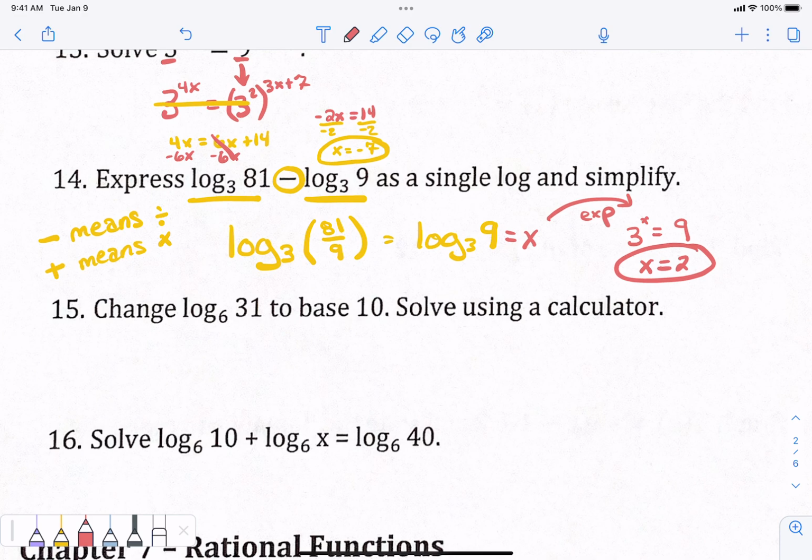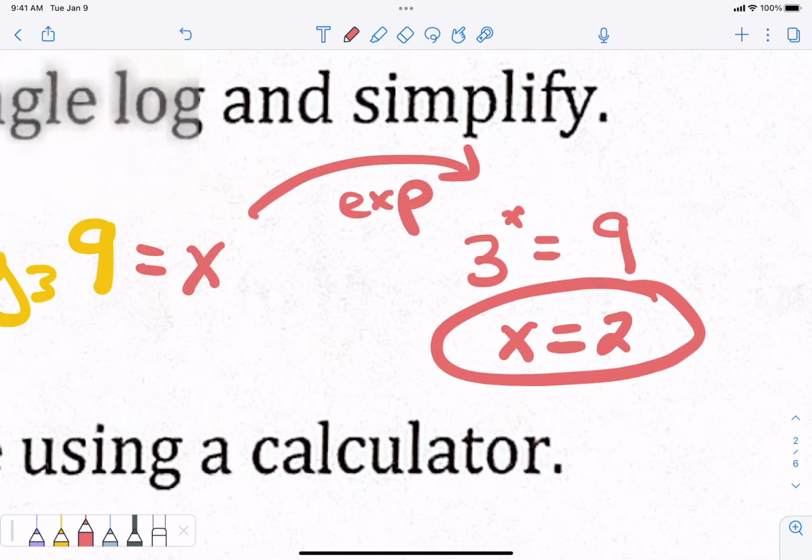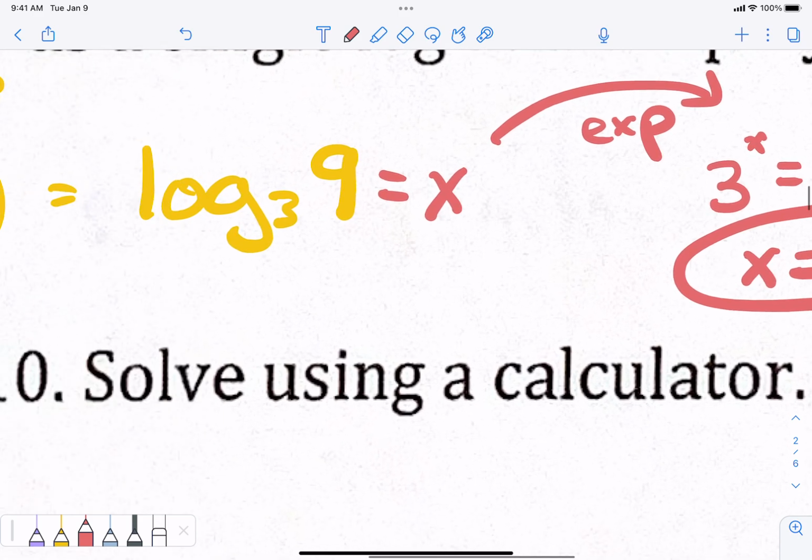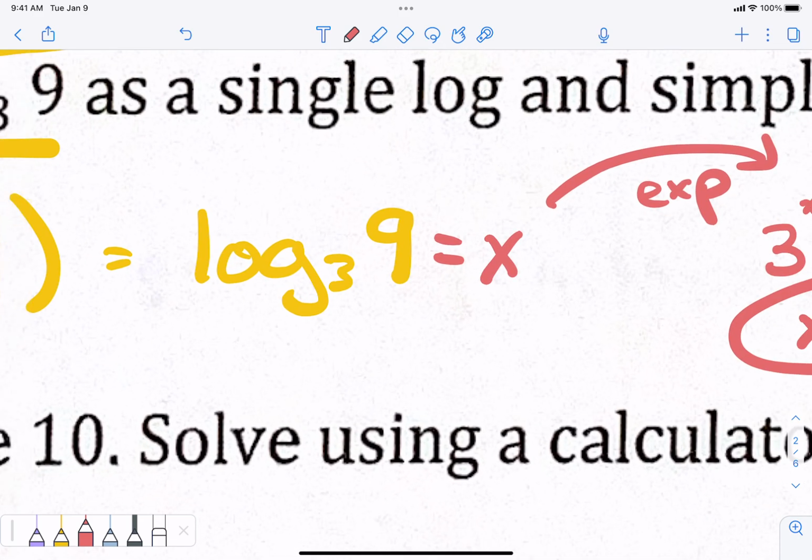She's not cool. She doesn't understand. I do understand. That's the problem. How did you get 2? How did I get 2? Do you see where we got it? 3 to the x equals 9? No? Do you see how we got it? Log base 3 of 9? Are we confused? Start back over?